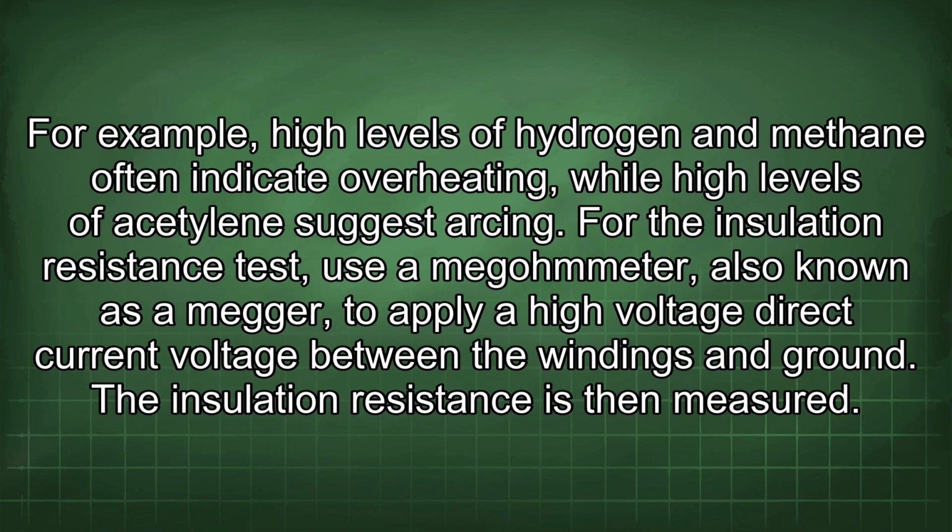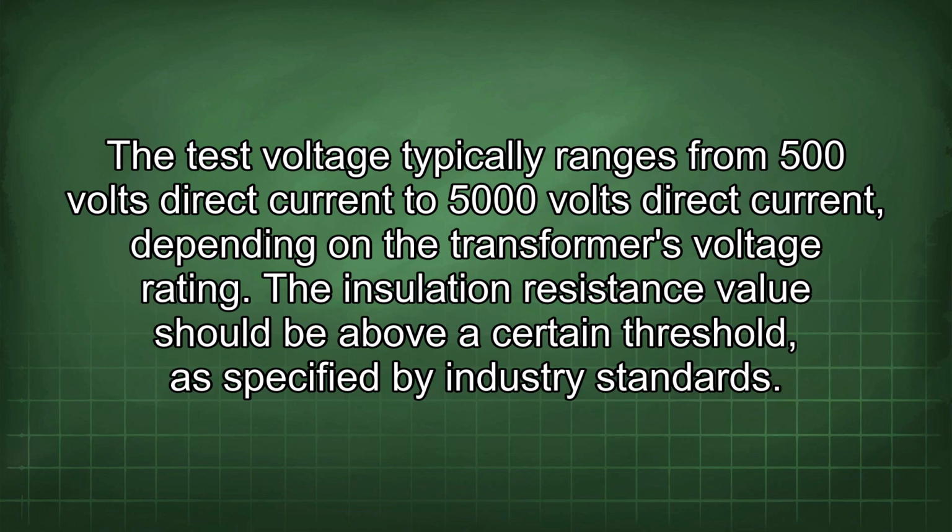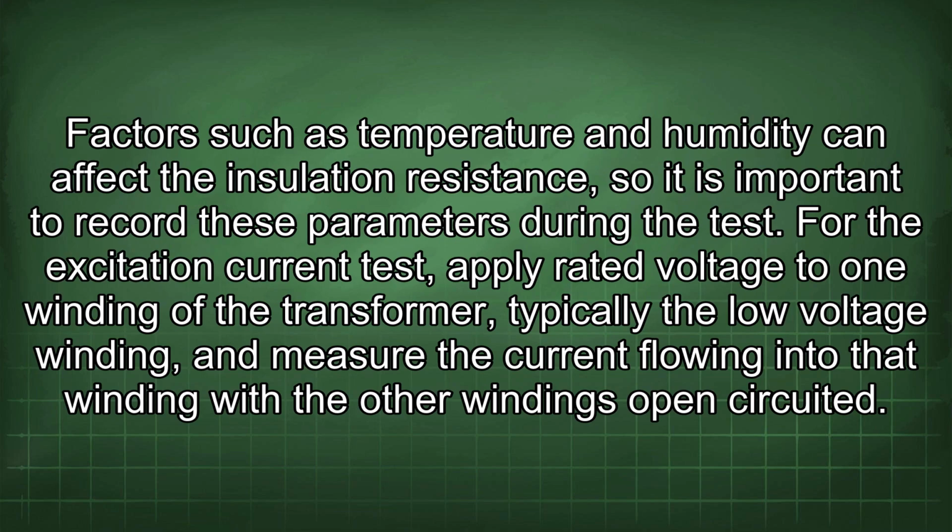For the insulation resistance test, use a megohmmeter, also known as a megger, to apply a high voltage direct current voltage between the windings and ground. The insulation resistance is then measured. The test voltage typically ranges from 500 volts direct current to 5000 volts direct current, depending on the transformer's voltage rating. The insulation resistance value should be above a certain threshold, as specified by industry standards. Factors such as temperature and humidity can affect the insulation resistance, so it is important to record these parameters during the test.